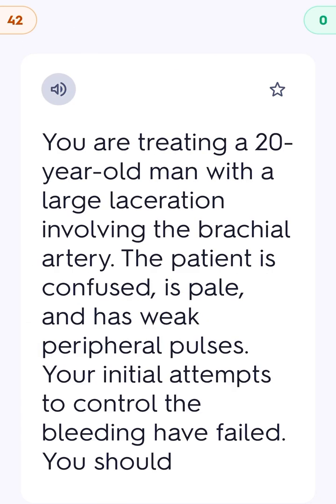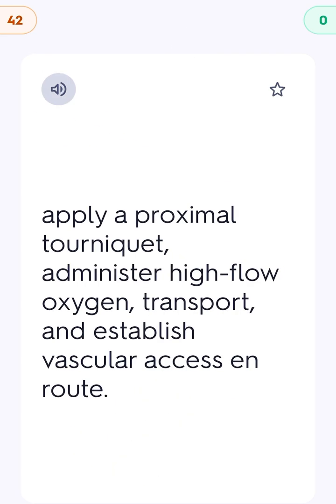You are treating a 20-year-old man with a large laceration involving the brachial artery. The patient is confused, is pale, and has weak peripheral pulses. Your initial attempts to control the bleeding have failed. You should apply a proximal tourniquet, administer high-flow oxygen, transport, and establish vascular access en route.